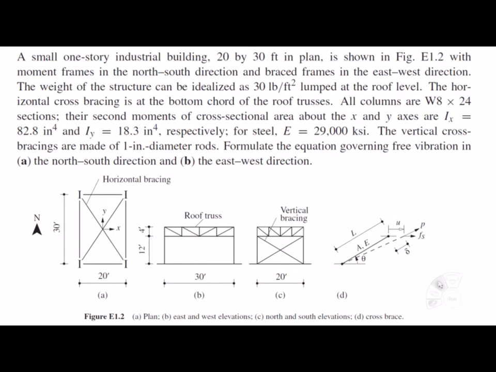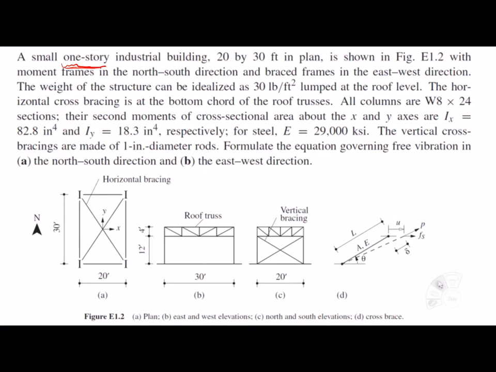First of all, whenever you are reading any example or any problem, I want you to analyze the wording in the example, because there are keywords that are going to guide you to the right solution at the end. So we have a small one-story industrial building. One story means that we are talking about a single degree of freedom system. So it's not multiple or multi-story.